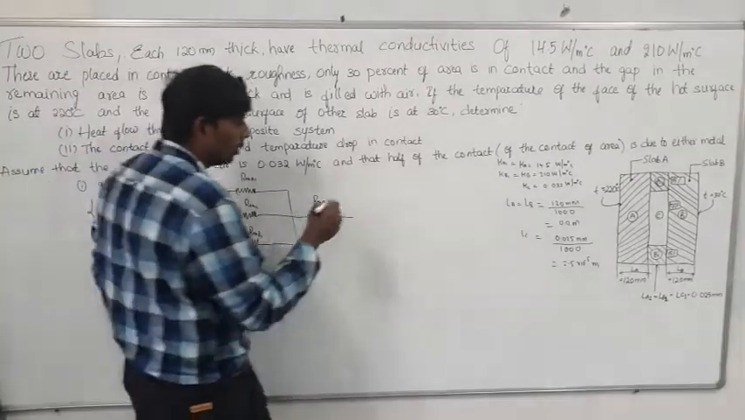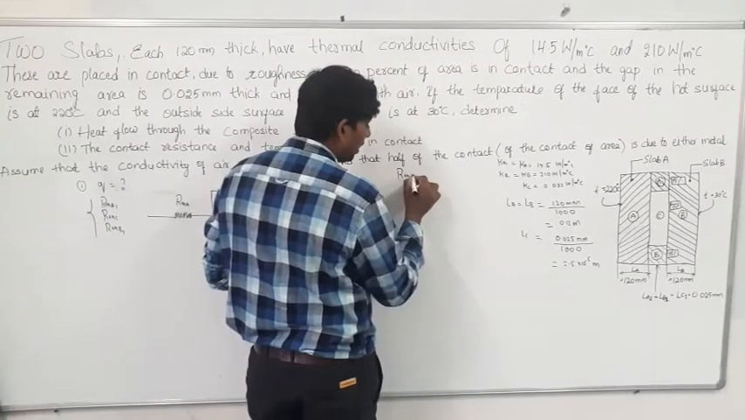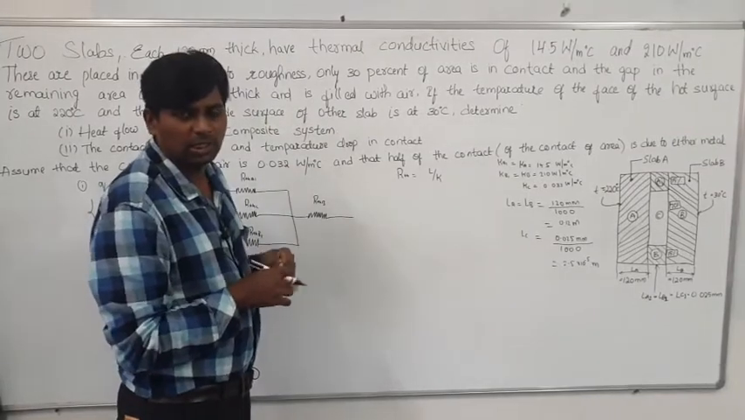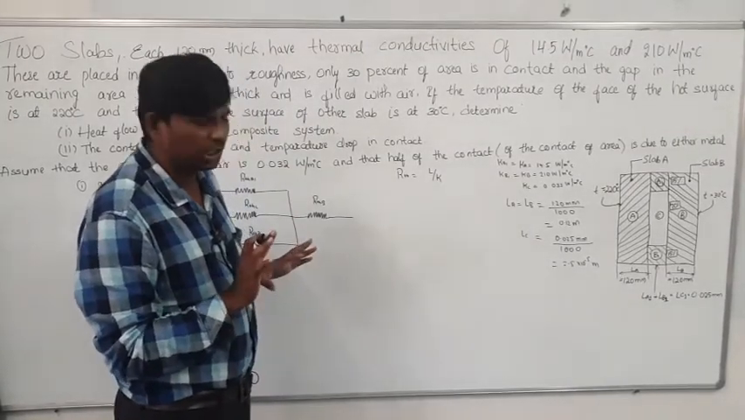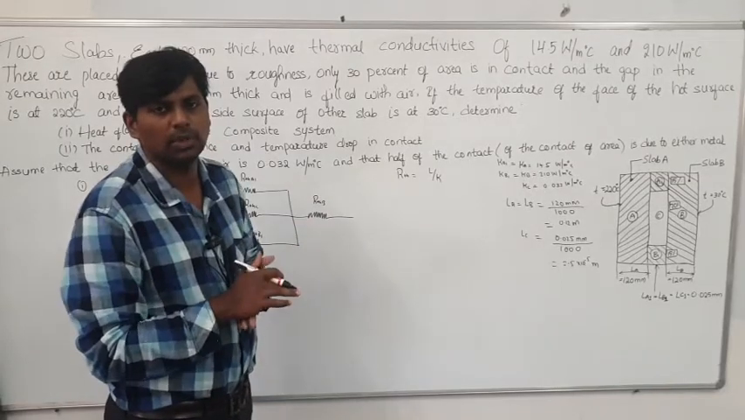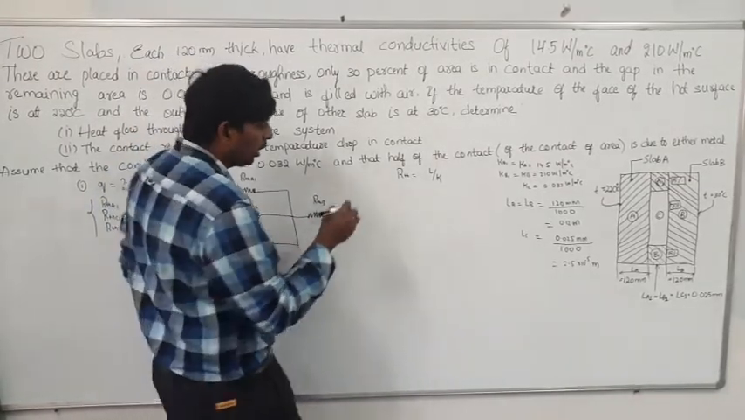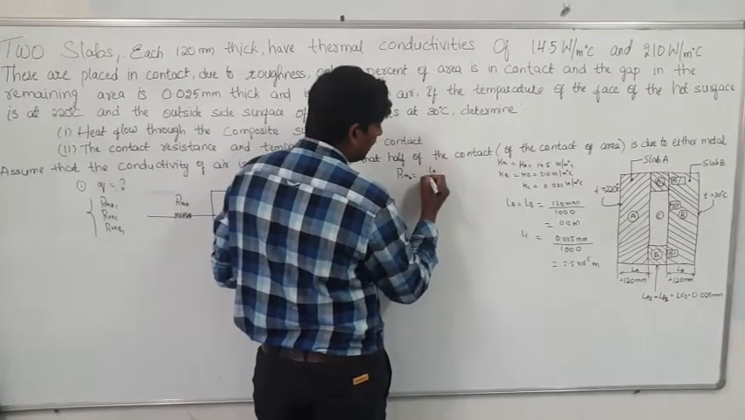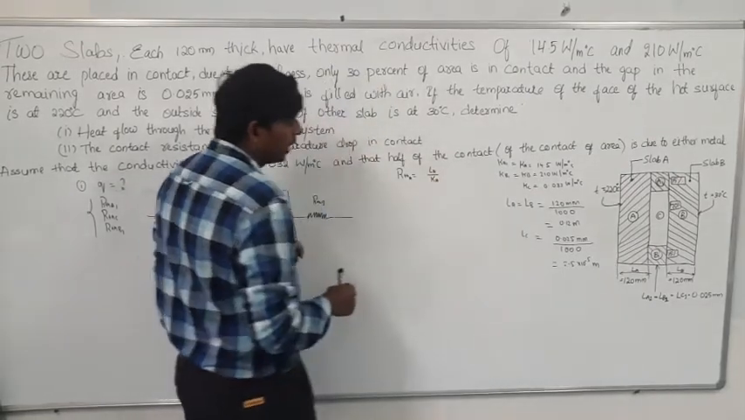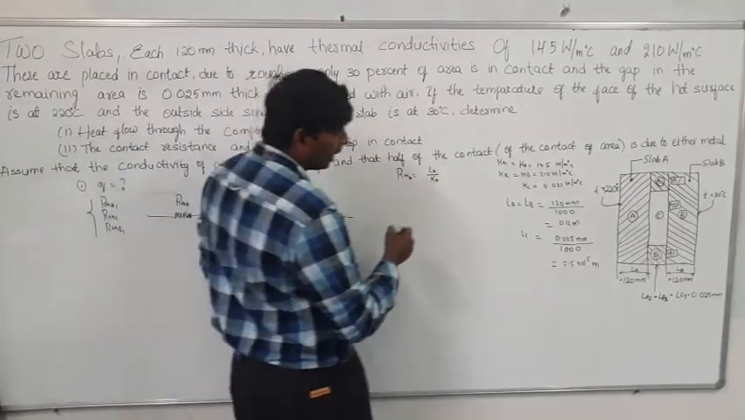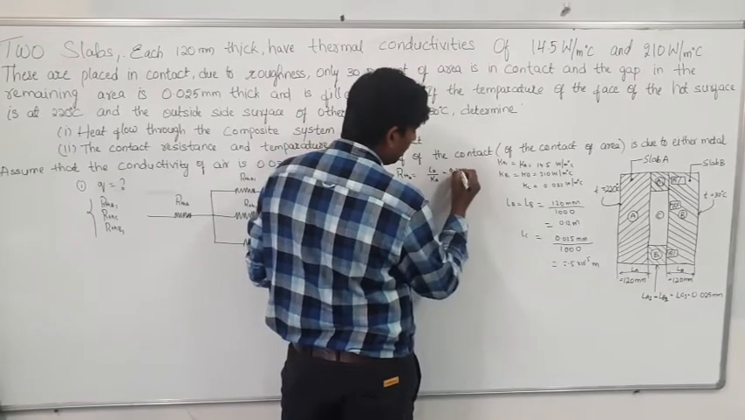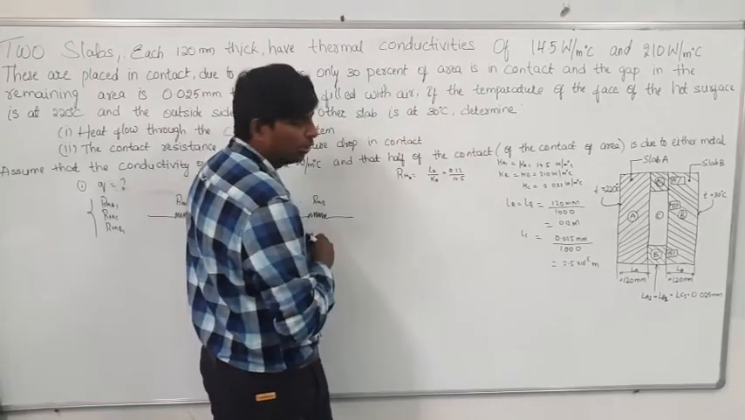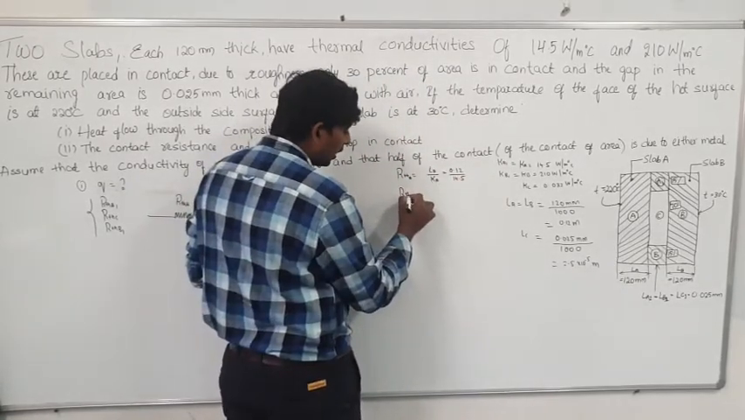I told you the formula for Rth. What is the formula? L by K. Here area is not given. Is any dimension given for area? No. So that's why by default we consider area as 1. So it is L by K. For A, you write LA by KA. The LA value, you know very well, is 0.12. Then the KA value is 14.5.